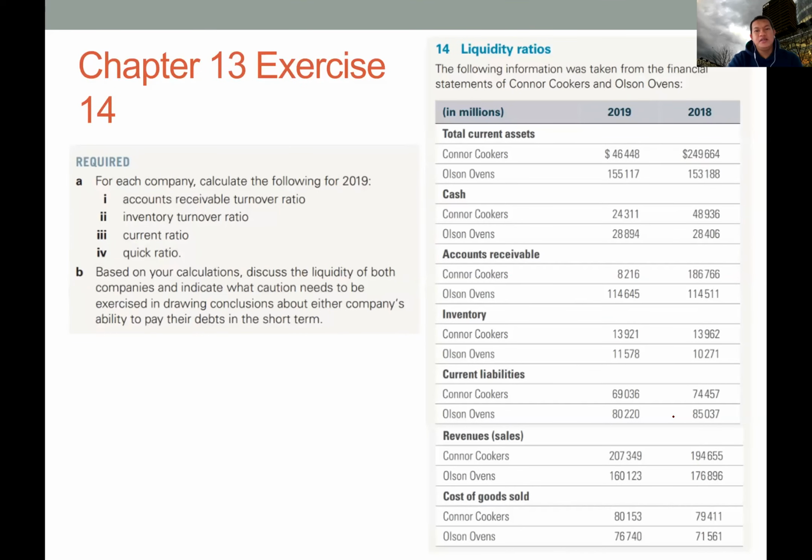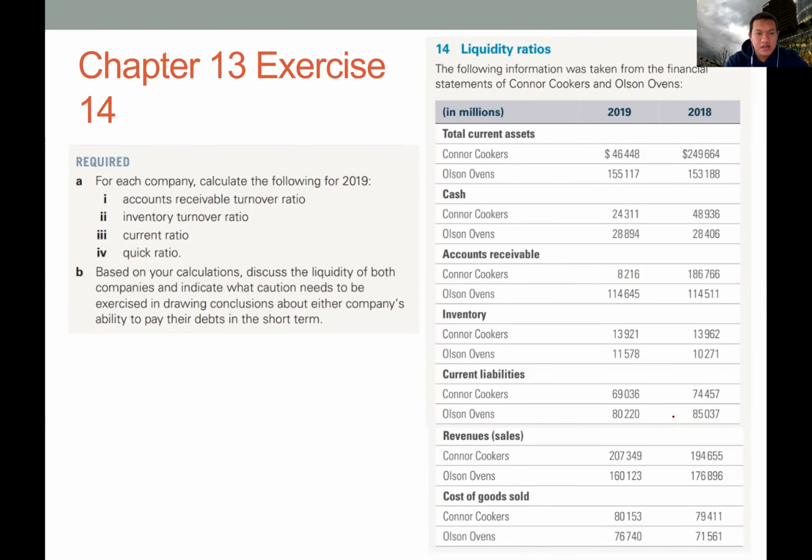Is the liquidity ratios. Now we have two companies, Kanner and Olson, and we have to compare these two companies' ratios. We have 4 liquidity ratios, which are the account receivable turnover ratio, inventory turnover, current ratio, and quick ratio. And then in the end, we have to decide which company is more liquid based on these 4 ratios.